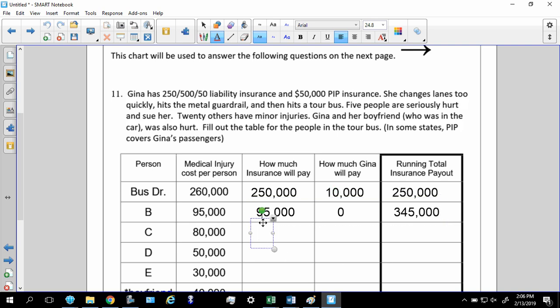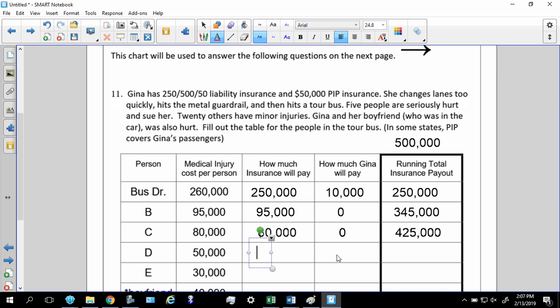C says I need $80,000 in medical bills, whatever. Insurance will pay all that. So now we're sitting at a $425,000 payout. Remember, this side column is how much the insurance has paid so far, but you've got to keep an eye on it because we don't want it to top out at $500,000. After $500,000, insurance pays no more.